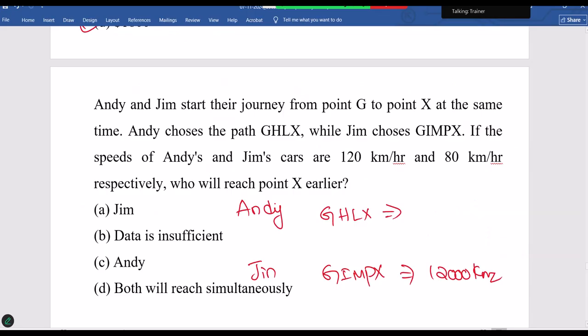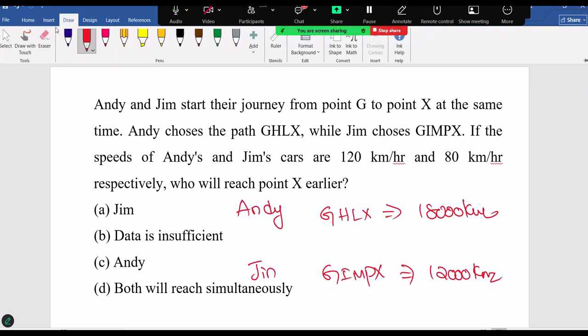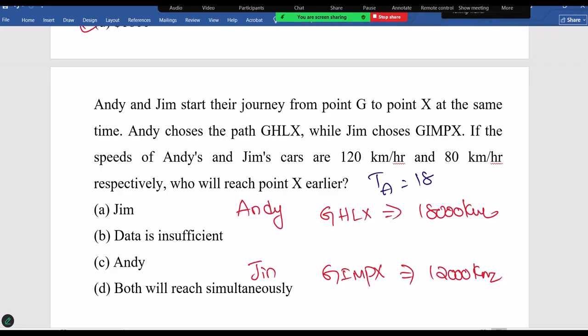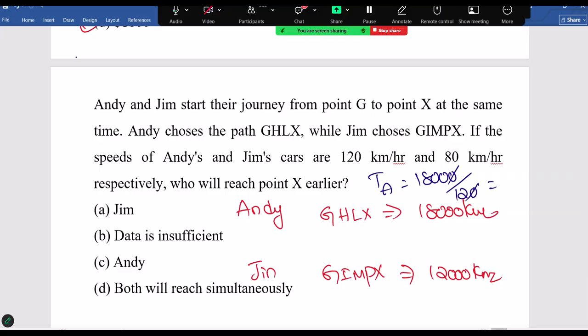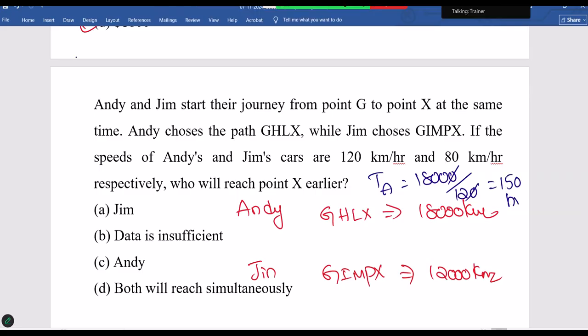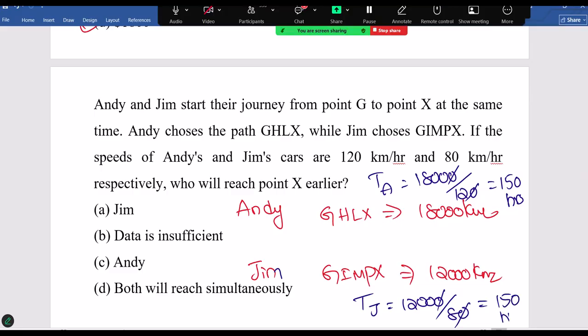Andy is going 18,000 kilometers, whereas Jim is going this way. So now timing. The time for Andy is the distance 18,000 divided by 120, which is nothing but 150 hours. Whereas the time taken by Jim is 12,000 divided by 80, which is also 150 hours. So both will reach simultaneously.